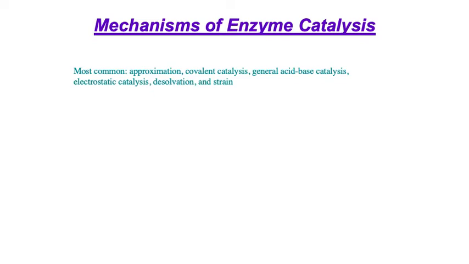Now we're going to talk more about mechanisms, and as medicinal chemists, we use an understanding of the mechanism to help us inhibit enzymes. So understanding the enzyme mechanism is incredibly critical to controlling enzyme activity. You have to understand how they work. And so there's a number of common mechanisms. General acid-base catalysis is very common, electrostatic catalysis, etc.